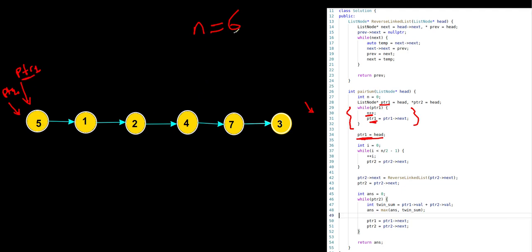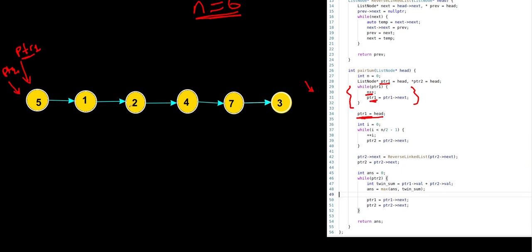Now we know n equals 6, so we need to move the second pointer to the middle, or the node that is previous to the middle of the linked list, and this is what we are doing in this loop. We start from i equals 0 until i less than n divided by 2 minus 1, and this will move the pointer to point to this node, because this is the middle and this is the node that is before the middle.